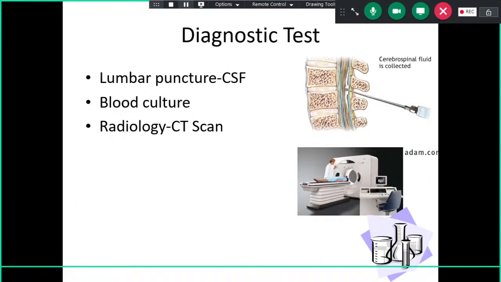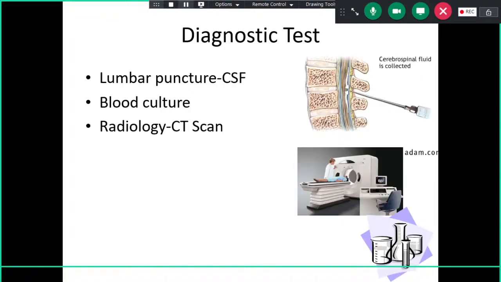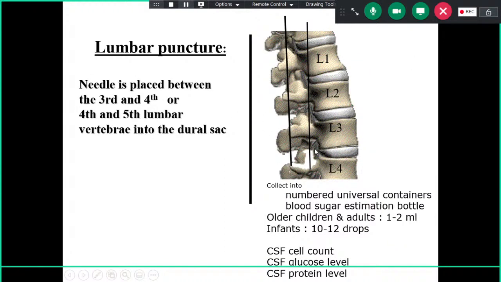I'm going to come to the diagnosis quickly. In diagnosis, we have to do a lumbar puncture to obtain the CSF. Lumbar puncture is the most important, along with, of course, radiology, CT and blood culture. You need to put the needle either between the third and fourth, or between the fourth and fifth lumbar space.